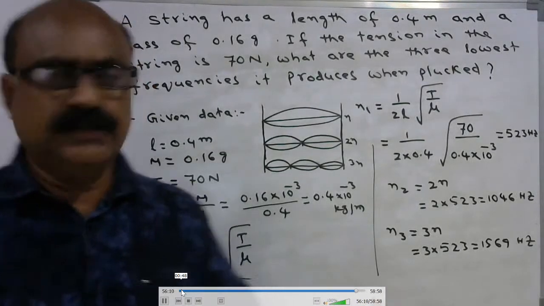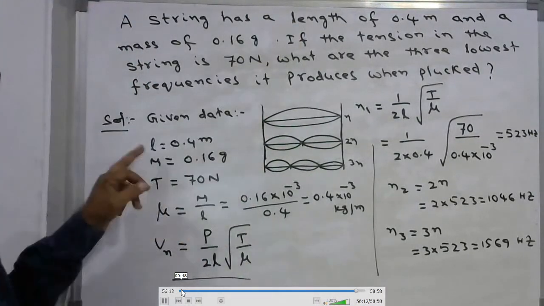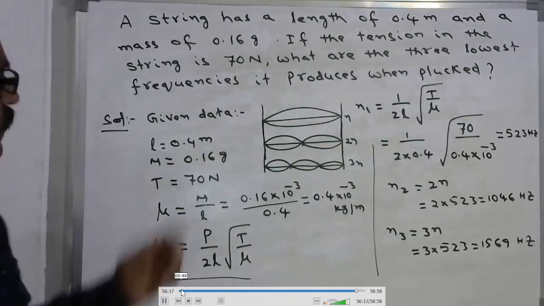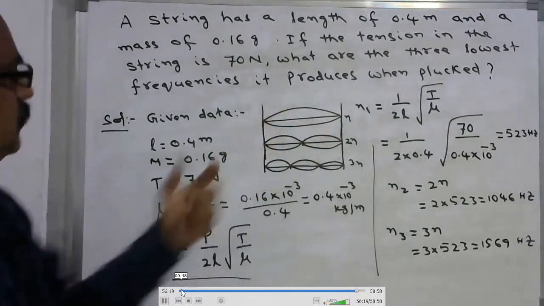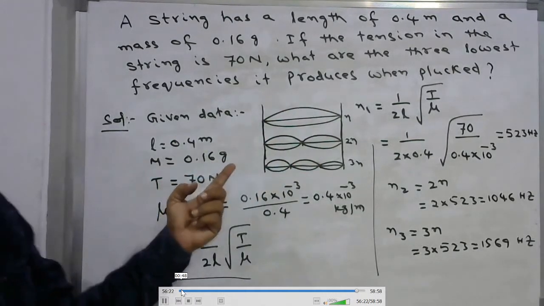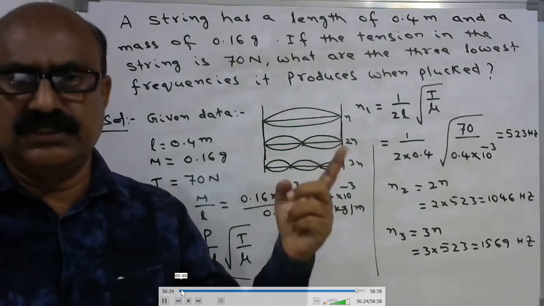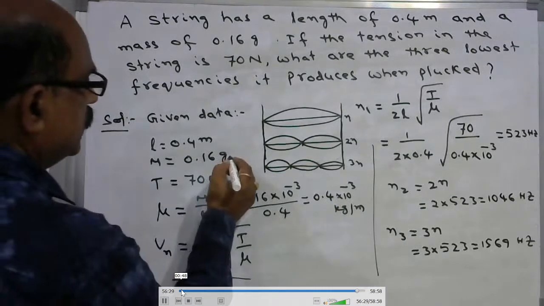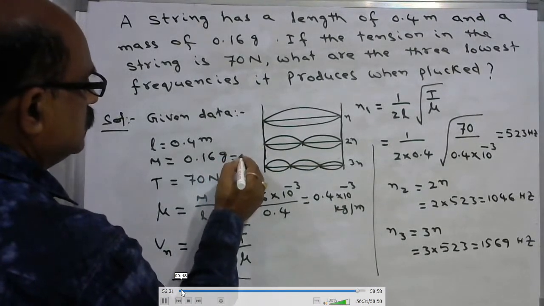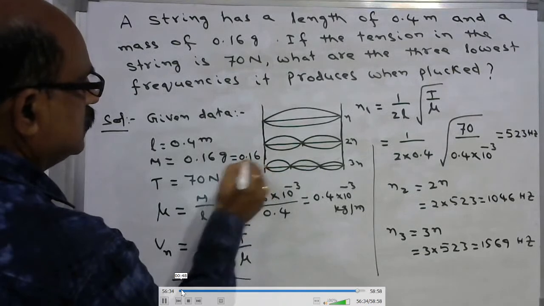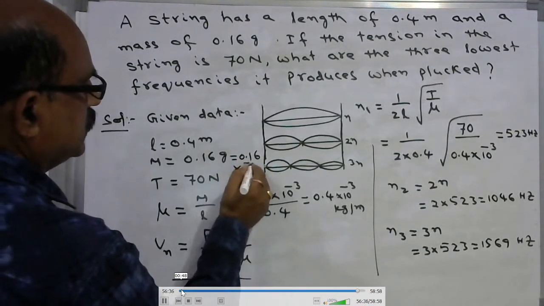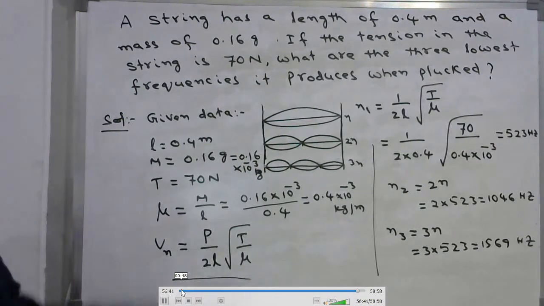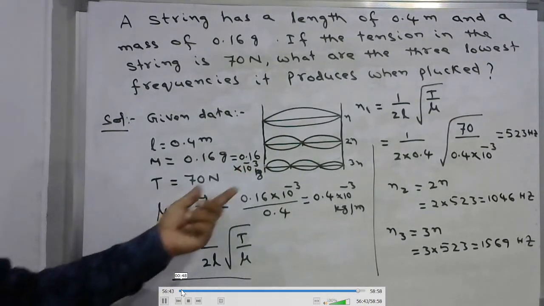But here, when the string is plucked, what is the length of the string? It is given 0.4 meters. What is the mass of the total string? 0.16 grams. See, it is given in grams. This is CGS unit. You have to convert this into MKS unit immediately. So we write this as 0.16 into 10 power minus 3 kilograms. Immediately you have to convert this into kilograms. And tension is given in newtons, 70 newtons.